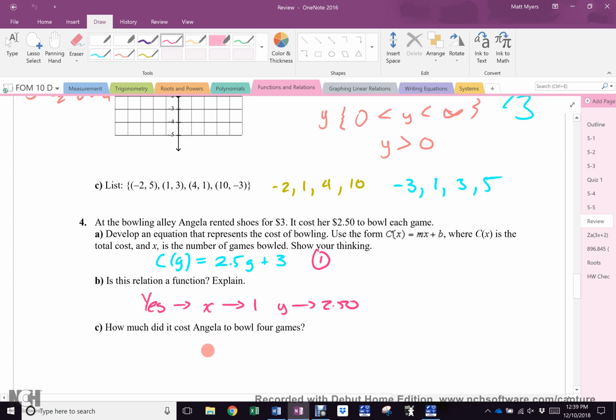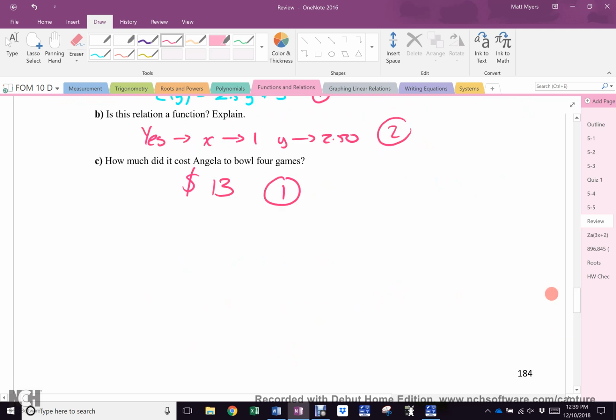And how much did it cost Angela to bowl 4 games? $13. 2 there, 1 for the yes, 1 for the explanation, 1 there. Making that page out of 7.